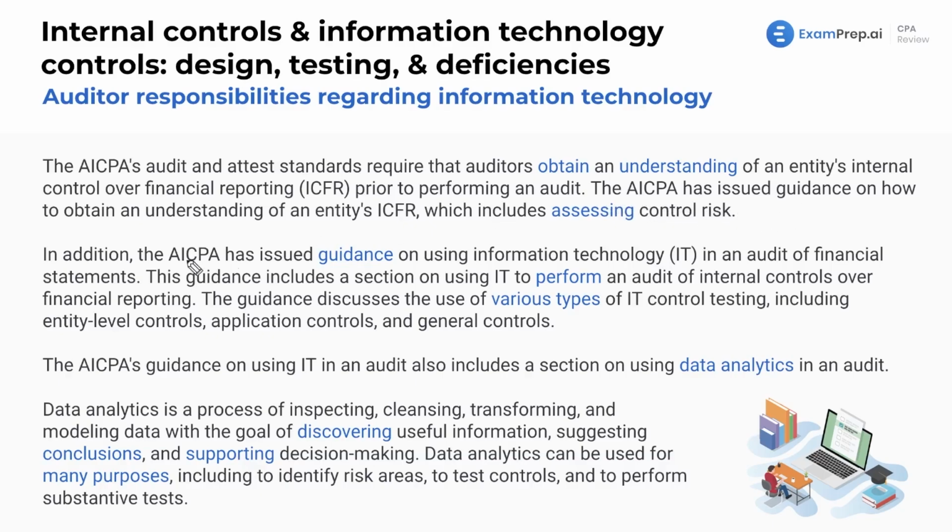The AICPA has issued guidance on how to obtain an understanding of an entity's internal control over financial reporting, which includes assessing control risk. Shocker, we did see this in audit risk. In addition, the AICPA has issued guidance on using IT in an audit of financial statements. This guidance includes a section on using IT to perform an audit of internal controls over financial reporting, kind of hinting at integrated audits as well. The guidance discusses the use of various types of IT control testing, including entity-level controls, application controls, and general controls. Now, the AICPA's guidance on using IT in an audit also includes a section on using data analytics in an audit. We're going to deal with IT more in our subsequent slides and dive into that in much further detail.